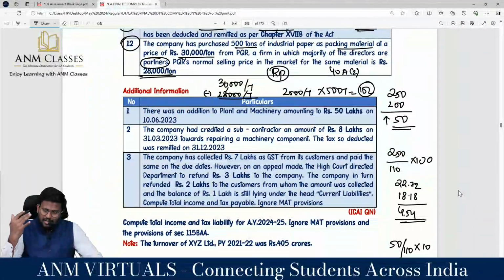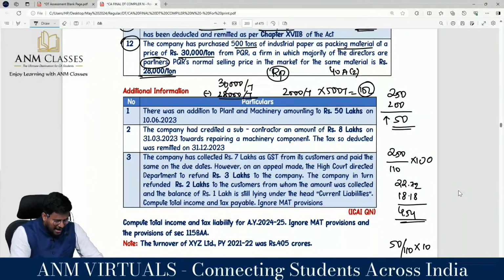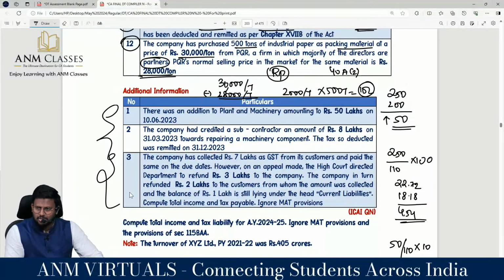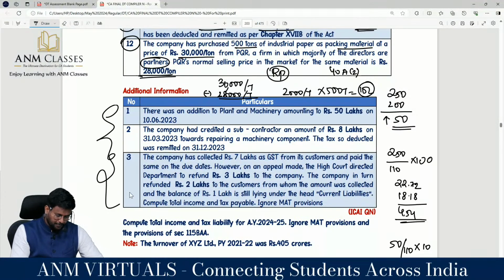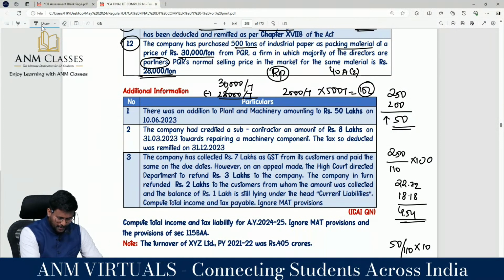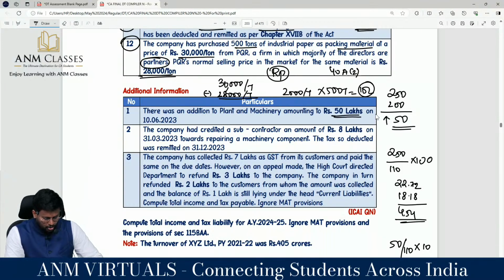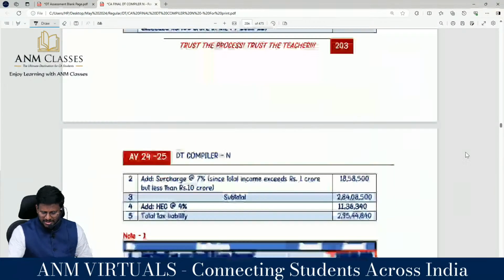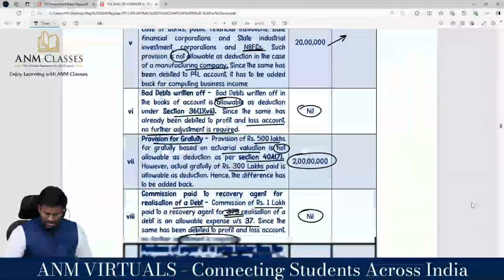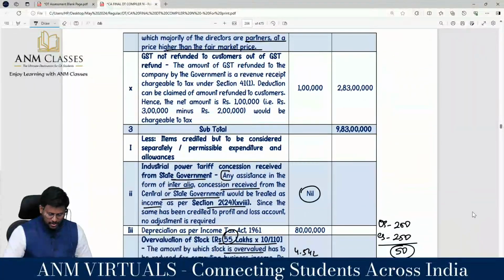That's it. All the normal adjustments have been given. Additional adjustments means these items have not been debited or credited to the P&L account. If needed, we have to do that. Correct? There was an addition to plant and machinery amounting to 50 lakh on 10/6/2023, used for more than 180 days, entitled to additional depreciation at the rate of 20%. So 50 lakh into 20% comes to 10 lakh. So you can reduce 10 lakh as additional depreciation under section 32 subsection 1 clause (iia).